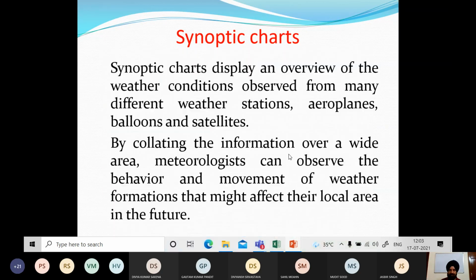So synoptic charts display an overview of weather conditions observed from many different weather stations, aeroplanes, balloons, satellites. उन सबको ये compile करके how nicely they give us a very accurate weather. By collating the information over a wide area, meteorologists can observe the behavior and movement of weather formations that might affect their local area in the future. So a lot of information is gathered even today, even in India. You see this every day if you are reading the newspaper and all that, they are telling you about the monsoons, about the weather, when it's going to rain. So they have a lot of computers, a lot of places where they get information.